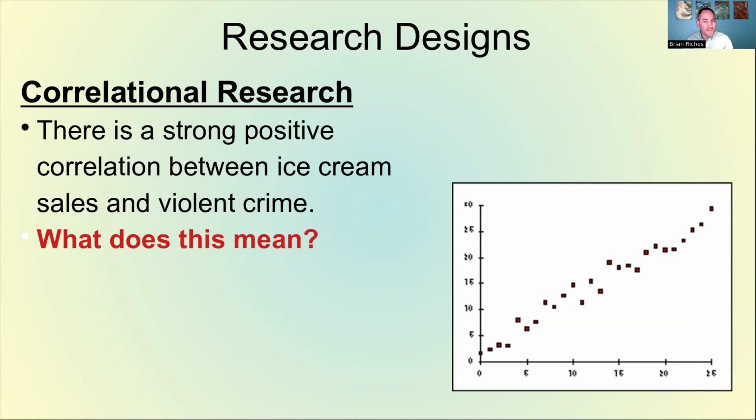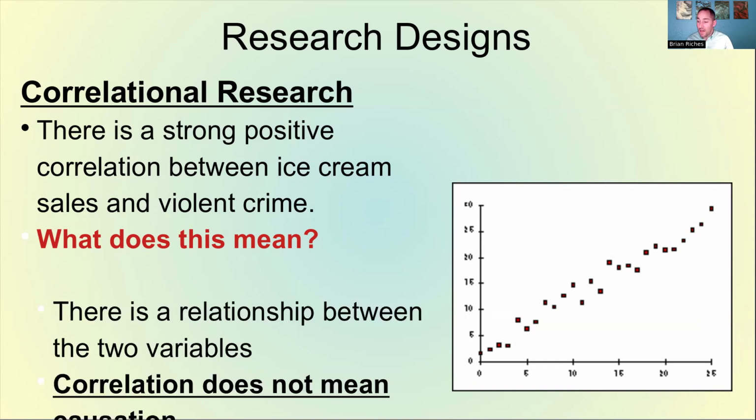So, kind of nothing. Correlation does not mean causation. Ice cream sales are not causing violent crime. Violent crime is not causing more ice cream to be sold. There is actually a third variable here of heat. When it's hotter outside, we tend to see more violent crime. When it's hotter outside, we tend to see more people buying ice cream.